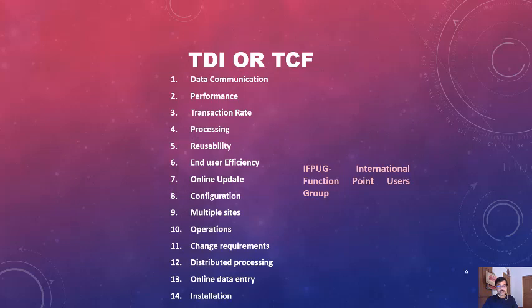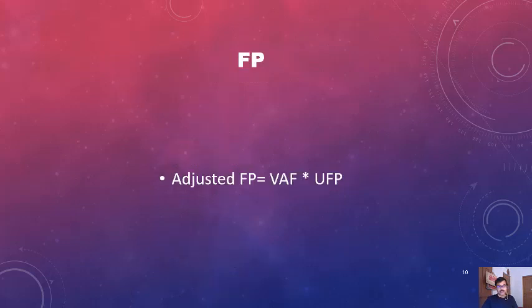And the adjusted function point is equal to VAF into UFP. So first we have to calculate UFP. UFP is equal to the summation of number of items into their weight. VAF is equal to TDI into 0.01 plus 0.65, and TDI is equal to the summation of all influences, and influence values lie between 0 to 5 or 0 to 6. The adjusted function point is equal to VAF into UFP.